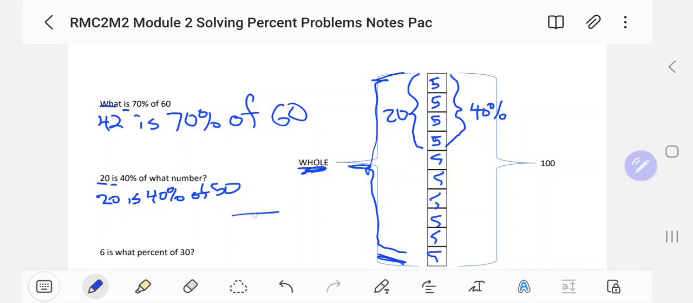Now, I'm a fan of the proportion. Since we're finding 40 out of 100, 40%, 20 is the 40%, so it's the part, it goes on top, and x on the bottom. Well, look, divide by 2, divide by 2, divide by 2, and bingo, we've got our 50.